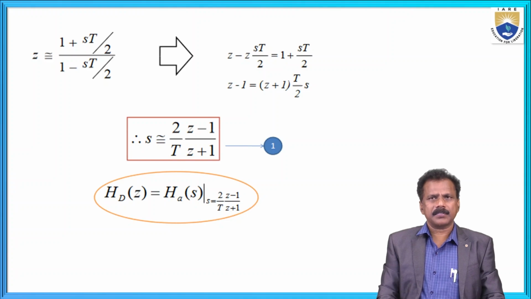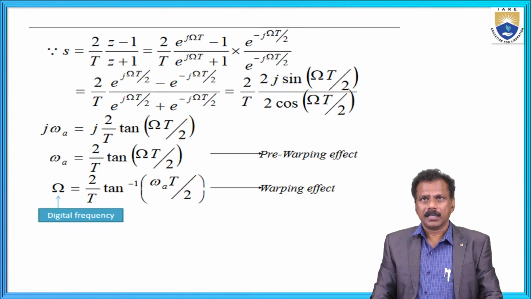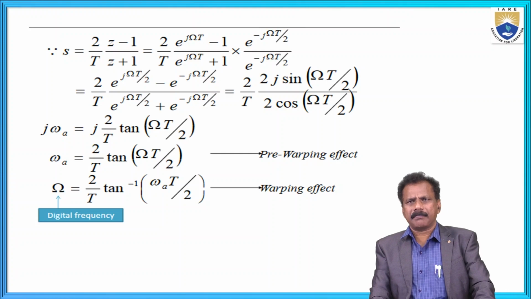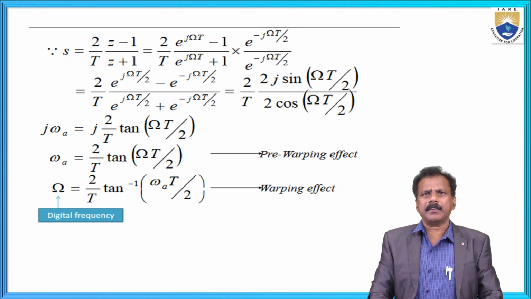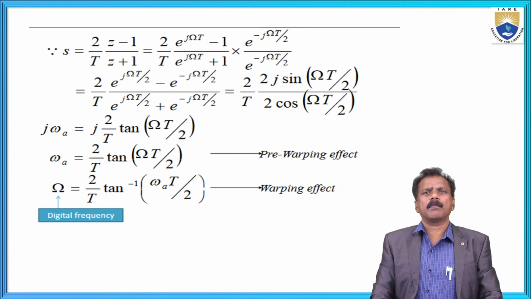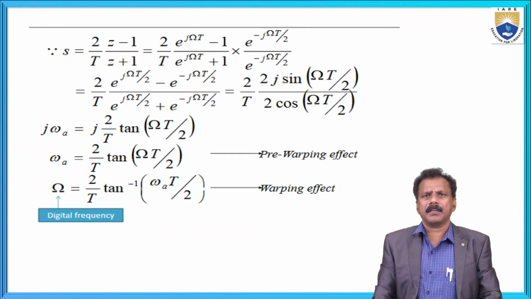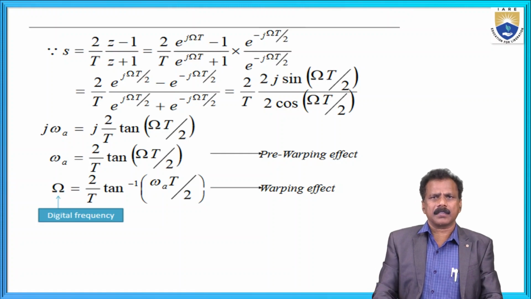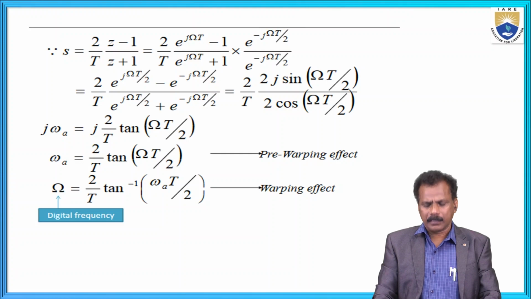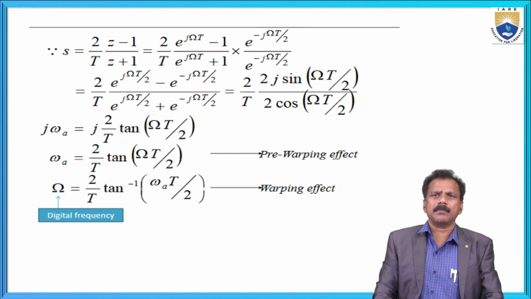Here H_d of z is equal to H of s at s equal to 2 by T into (z minus 1) by (z plus 1). Like this, we can verify the digital frequency, and the warping effect is also identified, including the pre-warping effect. There is a facility here, where s is j omega or j omega a, to find whether the pre-warping effect is affected or not. Using this omega, which is considered for the digital filter, we analyze whether the warping effect is involved by using all these methodologies. After that we go for the recursive and non-recursive way to identify.